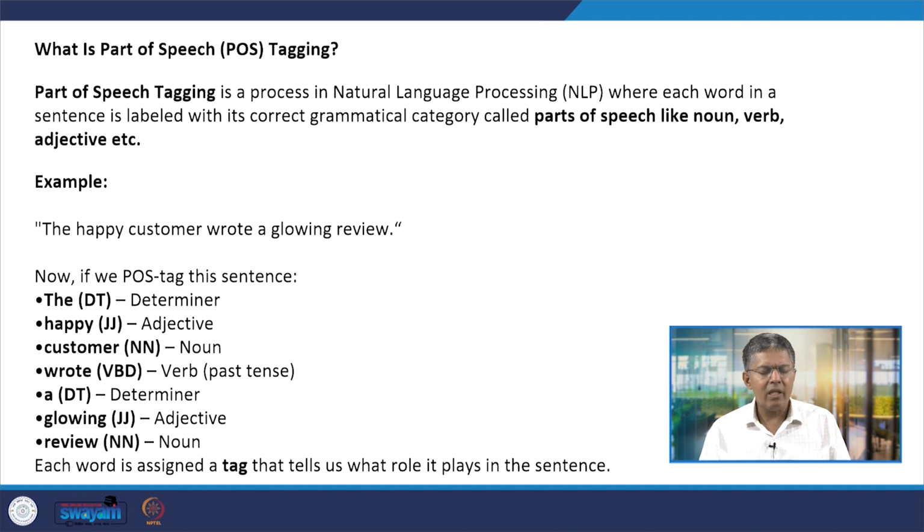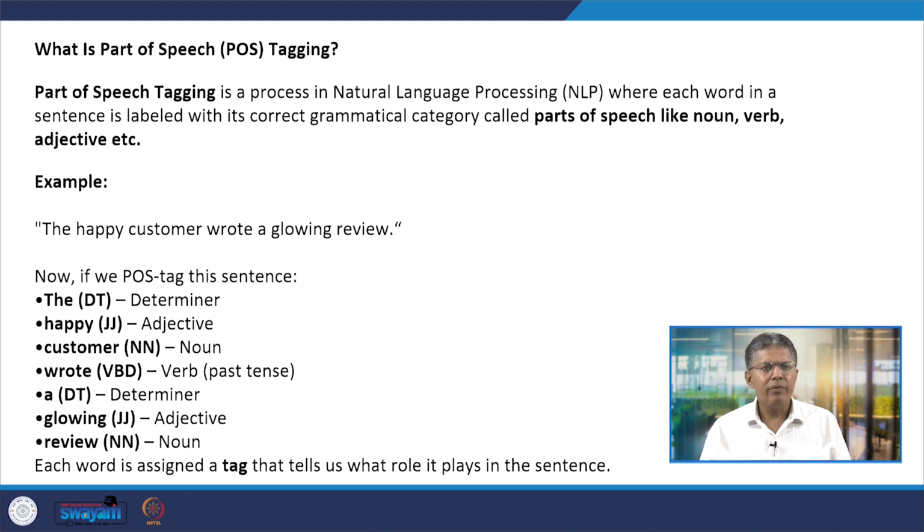Part of speech tagging is a process in natural language processing (NLP) where each word in a sentence is labeled with its correct grammatical category, which are called the parts of speech, like noun, verb, adjective, as I said. When you do this, the machine can understand the correctness of a sentence, contextually as well, and whether the words are placed correctly. Let us say there is an example: the happy customer wrote a glowing review, or the happy customer wrote a nice, beautiful review, whatever.